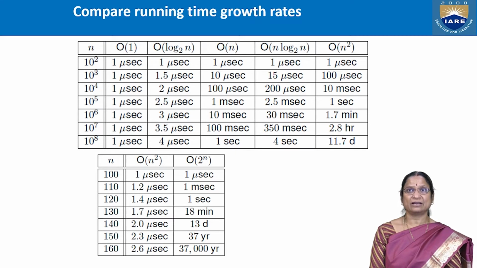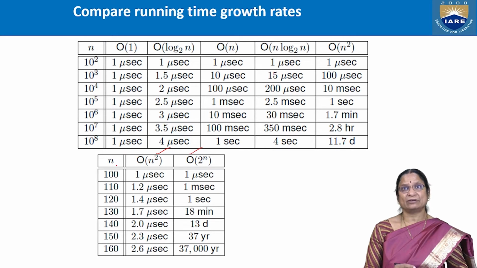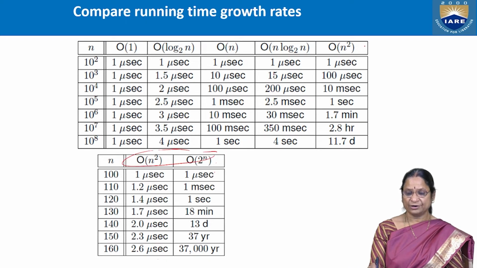We will consider 2 power n and compare it with quadratic. This is the exponentiation function 2 power n. And you observe here, when I increase n, only a little bit, not drastically like in the previous table, 100, 110, 120, only 10 at a time, even then n square increases from 1 microsecond to 2.6 microseconds. And if it is 2 power n, 1 microsecond to 37,000 years. Please observe. So that's why any algorithm can be compared based upon these types of order of growth functions actually.